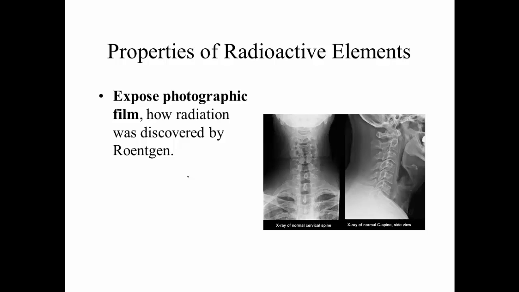Again, a couple more properties of radioactive elements. They're going to expose photographic film. This is actually how we discovered radiation in the first place. Radiation will cause photographic film to turn one color, whereas your bones might absorb some of it, and so you can get that image of your bones.